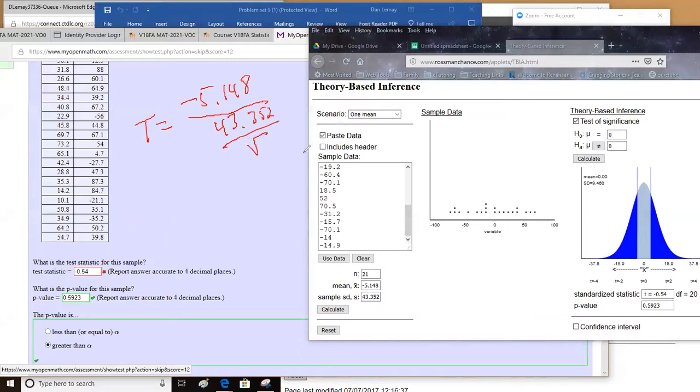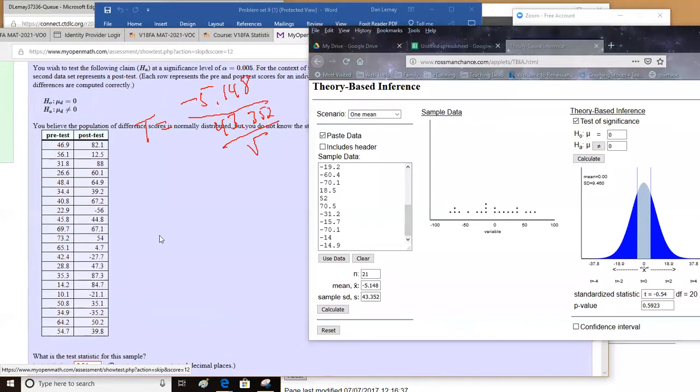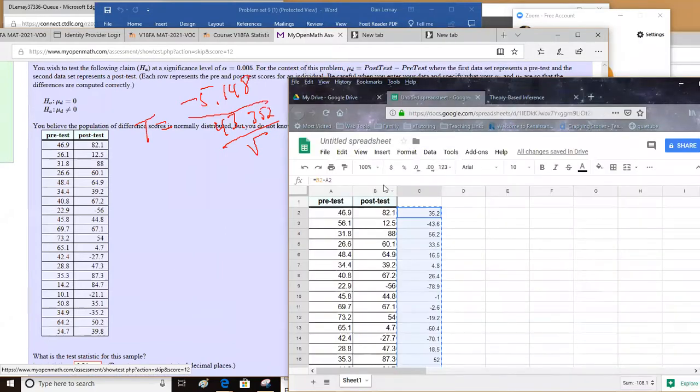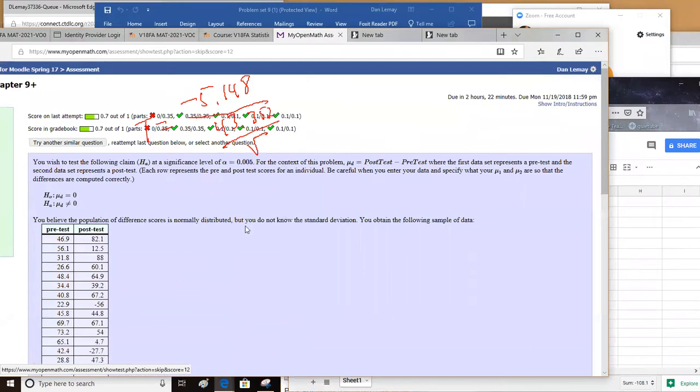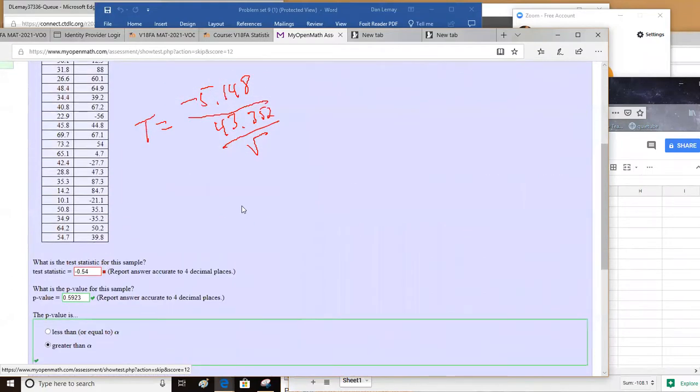How many pairs are here? They tell us that. I don't know why I like to go to my spreadsheet with my spreadsheet. So I'm seeing 21 numbers. So I would just divide this by the square root of 21. And that would give me more decimal places. Because this is just a single sample test, that's fairly easy.